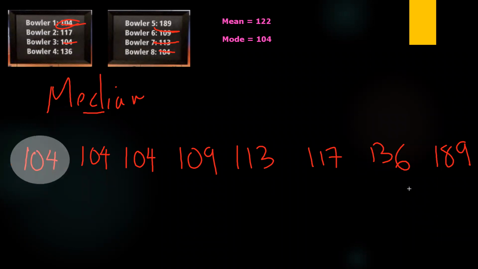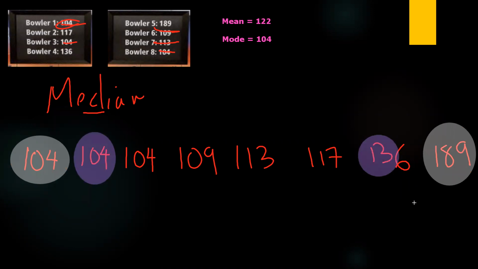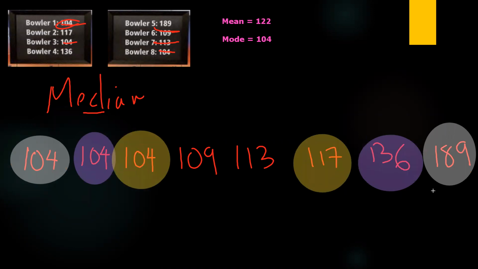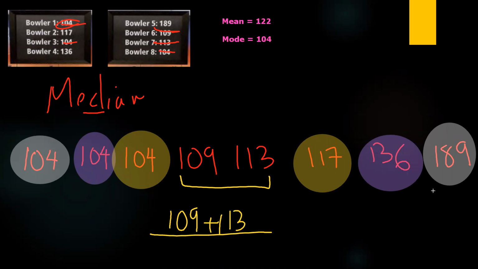Then here, let's cancel a number from the right and a number from the left, again and again. Now, what do we have here in the middle? How many numbers? 109 and 132. Bravo, we have two numbers. So what do you have to do then? Add them and find the mean of them, which means you add them and divide by two. This is the formula every time: add them, divide by two.